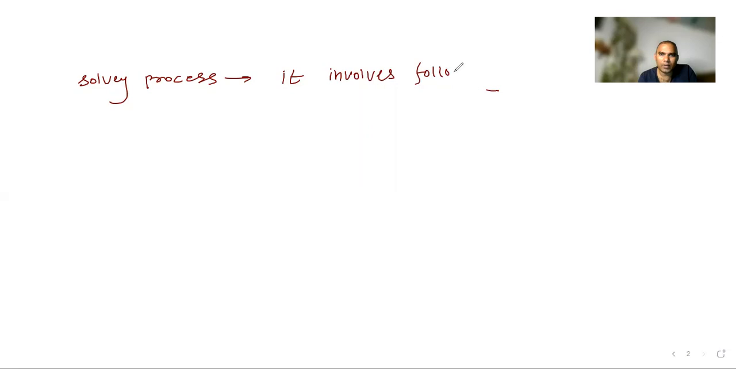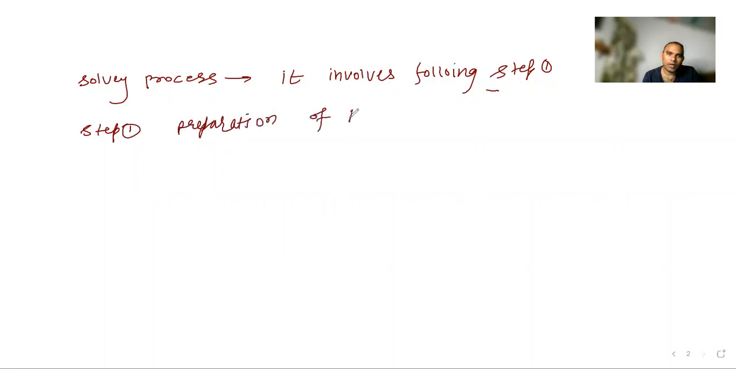It involves the following steps. Step number one: preparation of ammonium carbonate. The first one is preparation of ammonium carbonate, (NH4)2CO3. This is the ammonium carbonate.